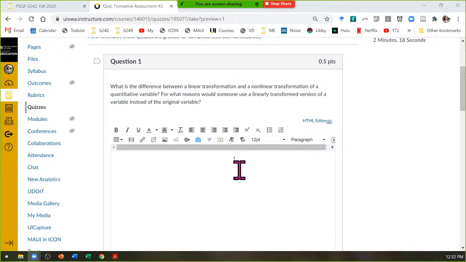Okay. So first question in formative assessment number 2, linear versus nonlinear transformations. So the big difference is whether or not you are changing the information contained in a variable. A linear transformation does not, but a nonlinear transformation does.